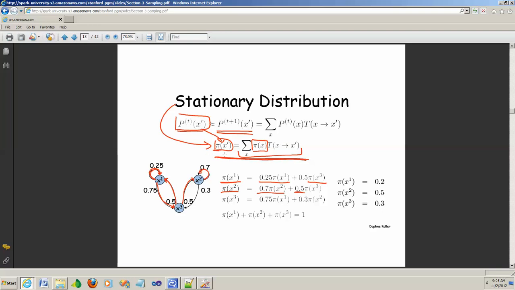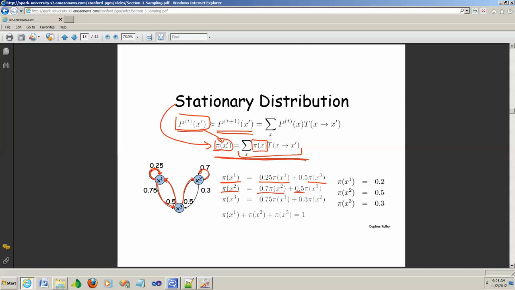At least the first time I saw pi, it reminded me of 22 by 7 or some product, but anyway, that's the notation. Pi of x prime really is that p at time step t of x prime, which is equal to p at t plus 1. How is that arrived at? Using the transition matrix or this transition model. You multiply the current pi of x with the transition model, and you sum over all x. That's how you get this right hand side part of the equation.